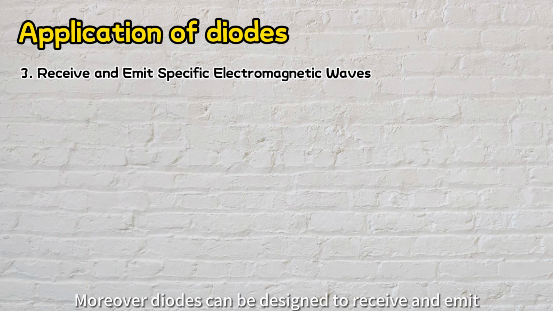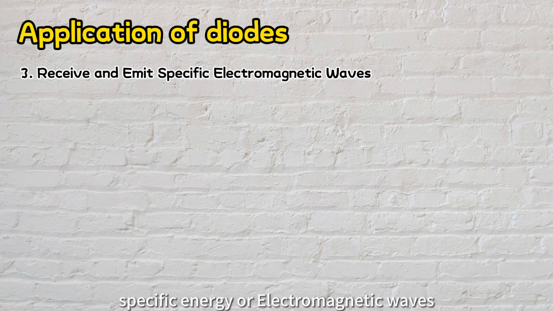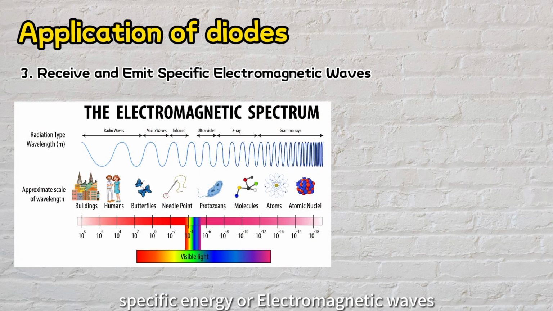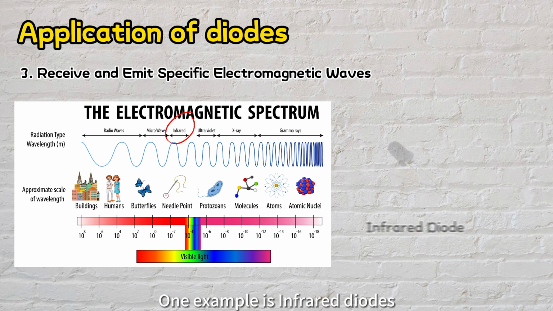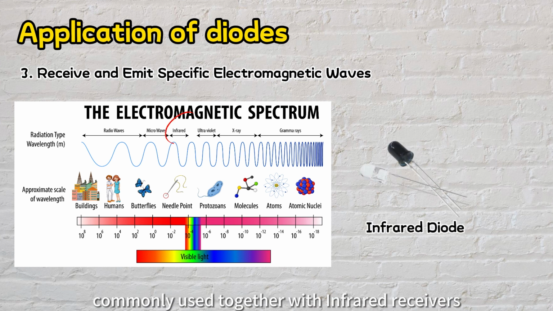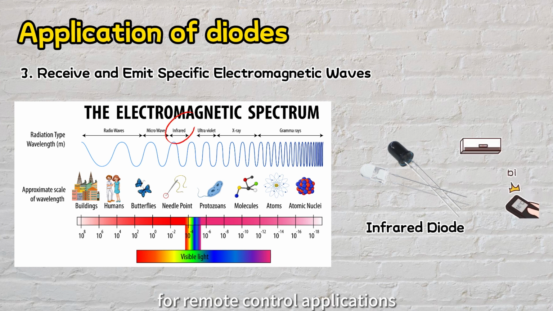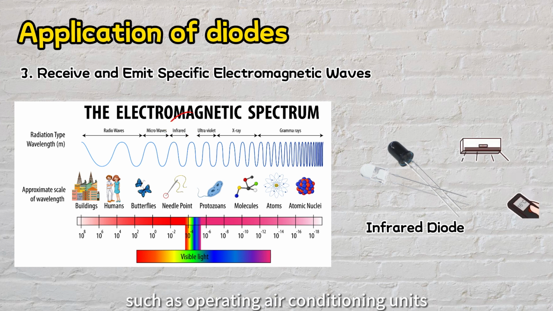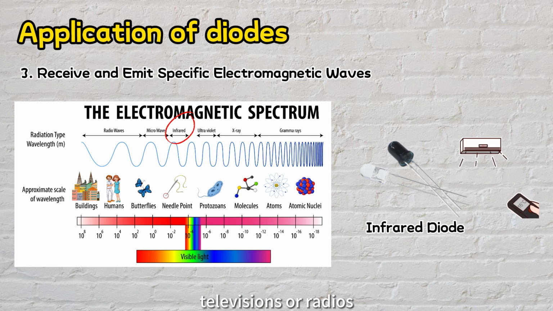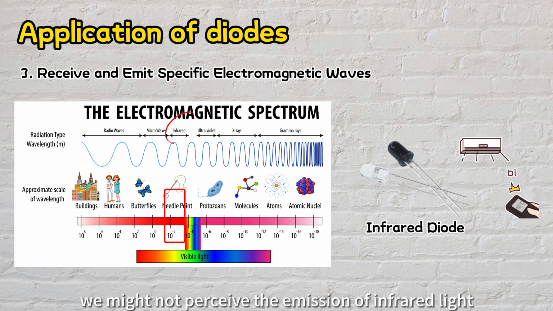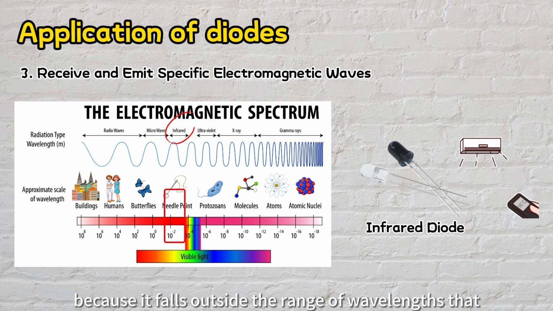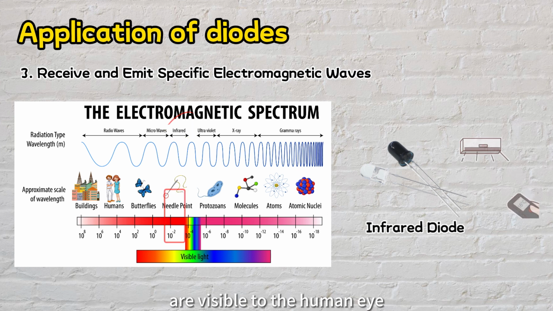Moreover, diodes can be designed to receive and emit specific energy or electromagnetic waves, as mentioned earlier in this video. One example is infrared diodes, commonly used together with infrared receivers for remote control applications such as operating air conditioning units, televisions, or radios. However, we might not perceive the emission of infrared light because it falls outside the range of wavelengths that are visible to the human eye.